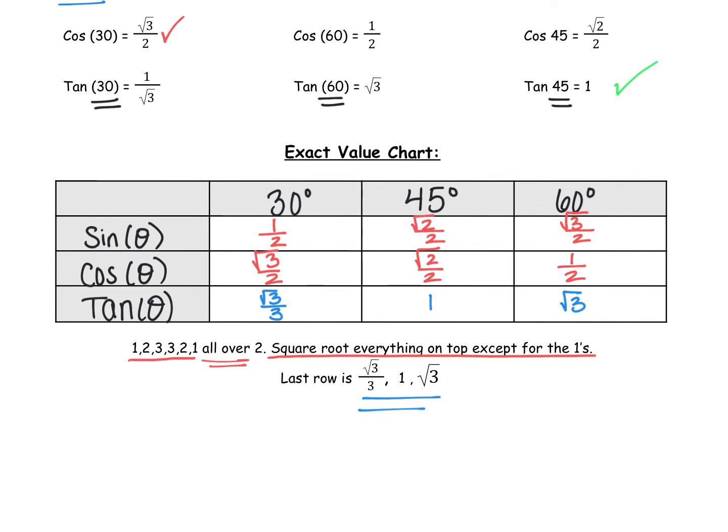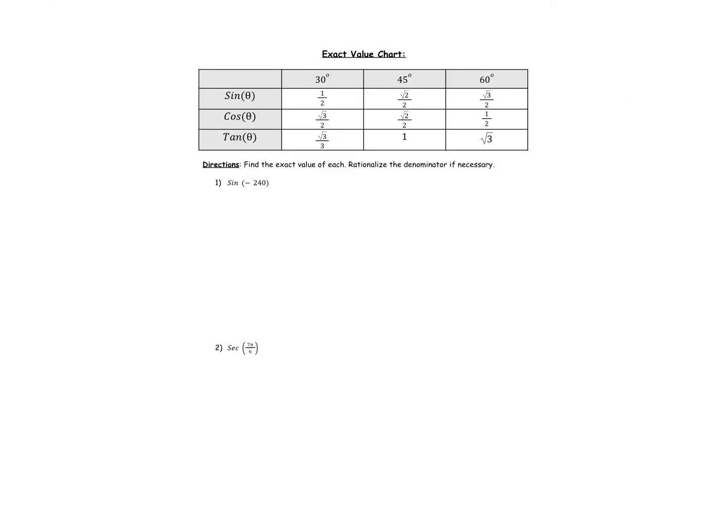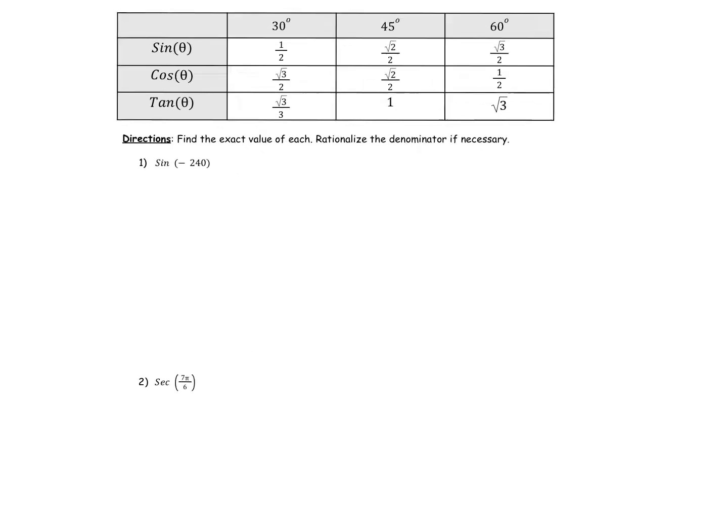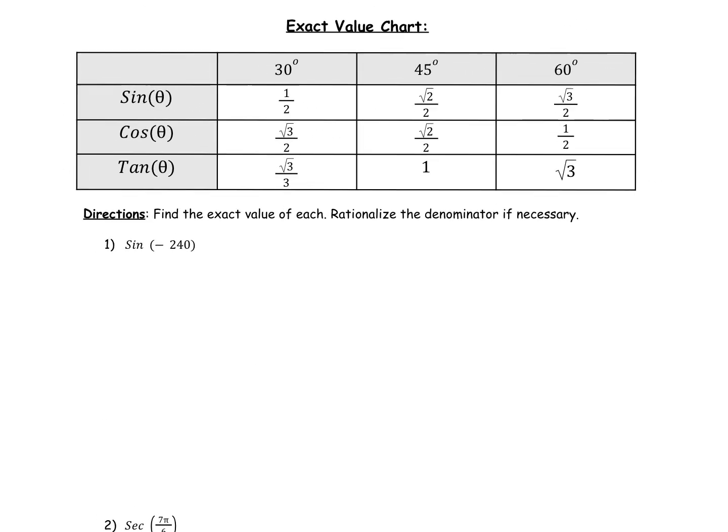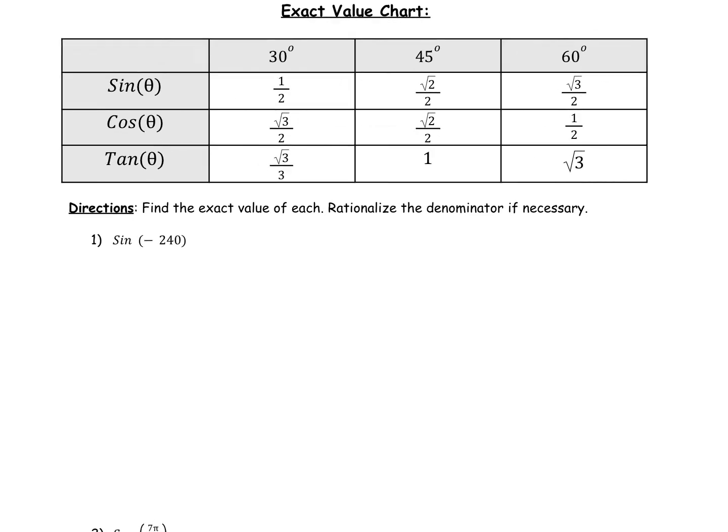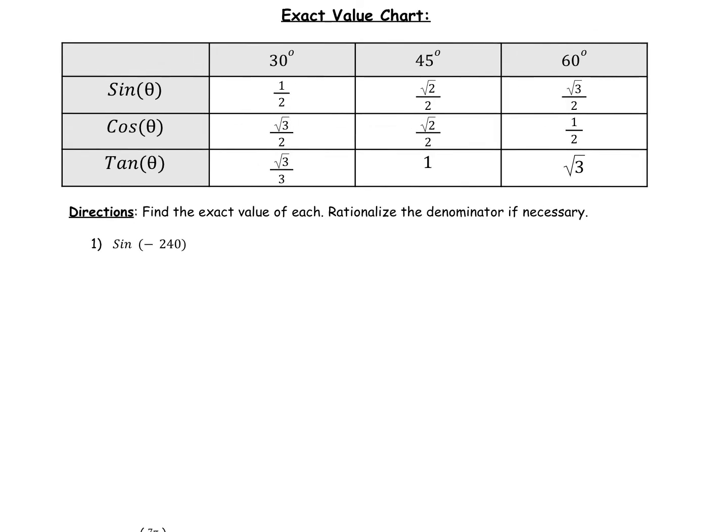How are we going to use this? So in this problem, the directions, I put an exact value chart so we can use it, says find the exact value of each. Rationalize the denominator whenever necessary. So we literally have to do exactly the same thing that we did yesterday. Quarters are for sodas, and then we're going to use the exact value chart because it says to find the exact value.